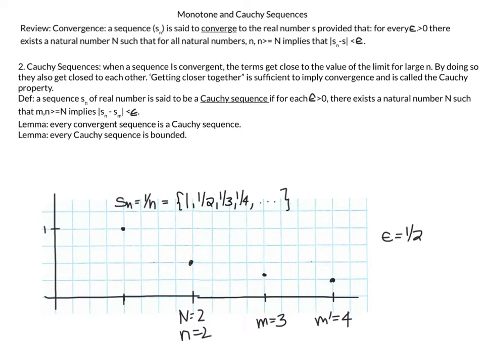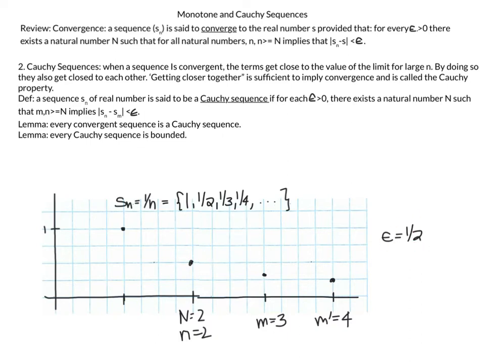So for example, if little n is equal to 2 and m is equal to 3, I can see that the distance between these 2 points is less than 1/2. And if I chose instead m equals 4, the distance between n equals 2 and m equals 4 is still less than 1/2. And again, since we approach 0 and never quite get to 0, the distance between any 2 points that I choose in here will be less than 1/2.